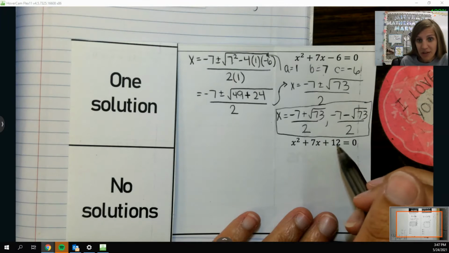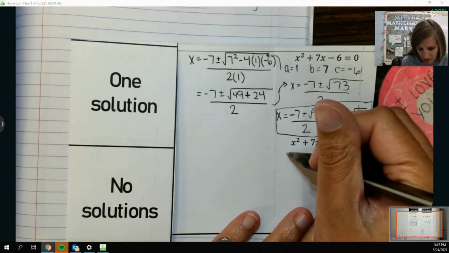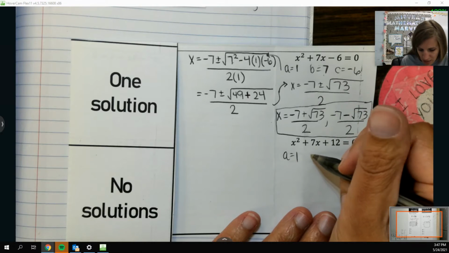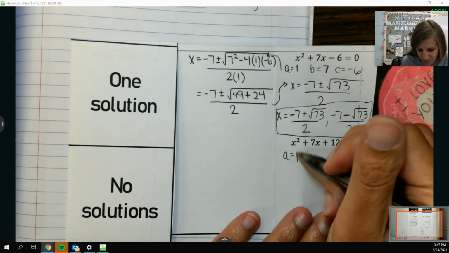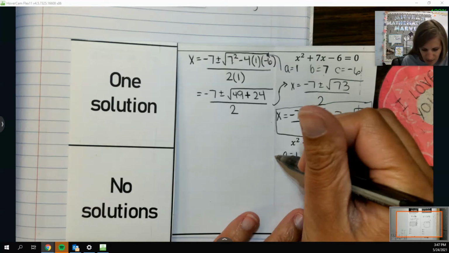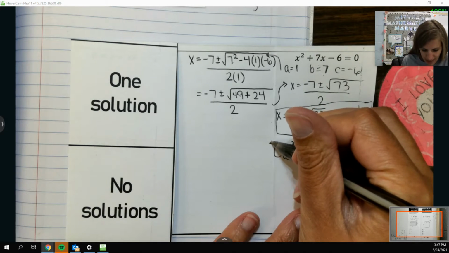Okay, so I have to be in standard form equal to 0. And we could try to factor, but let's just use our quadratic formula. So we want to identify A, B, and C. A is 1, B is 7, C is 12. And then we want to plug it into our quadratic formula.